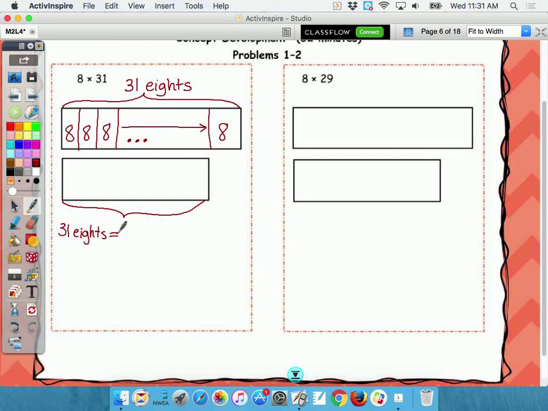So we're going to find a multiple of 10 that's close to the number of groups. How many groups do I have? 31. So what number is close to 31? 30. That's a multiple of 10. So go ahead and write 30 eighths down underneath the second bracket. And then we're going to do the same thing where we don't have to draw it all. Thank goodness, right?